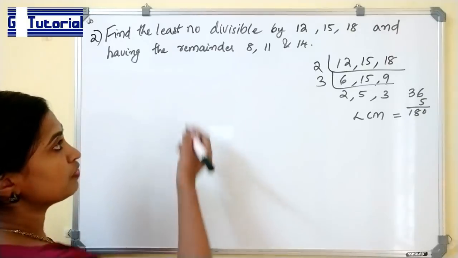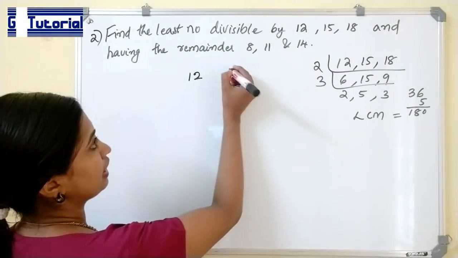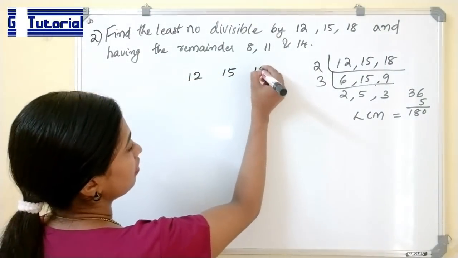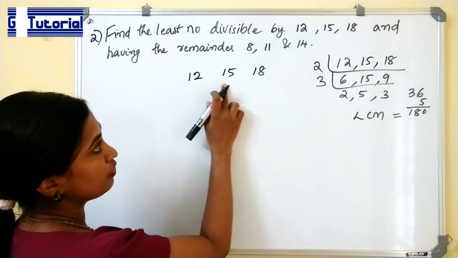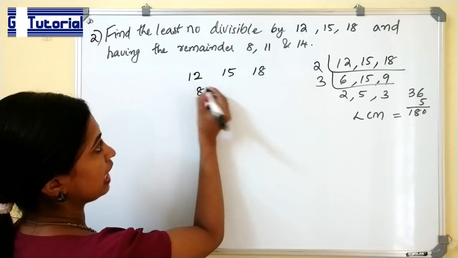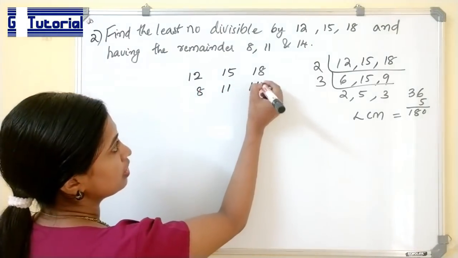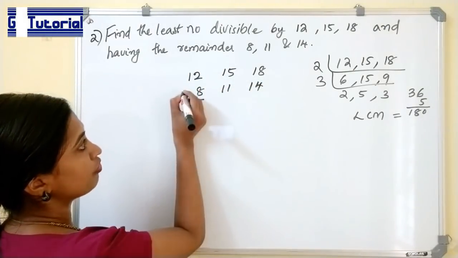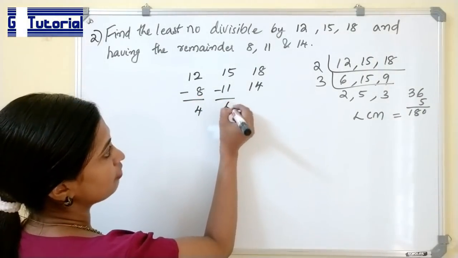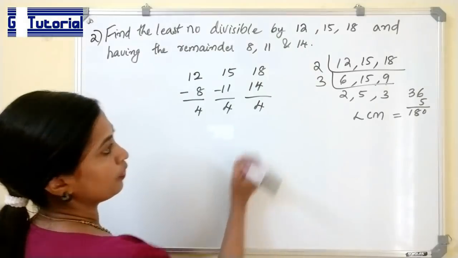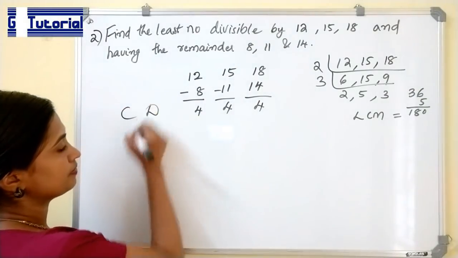In this case, the first thing we have to find is the common difference. We are asked to divide a least number by 12, 15, 18 in order to get remainders 8, 11 and 14. So in each case, let us find the common difference. 12 minus 8 is 4. 15 minus 11 is again 4. 18 minus 14 is 4. So this is the common difference.